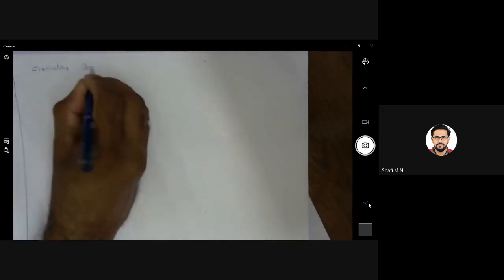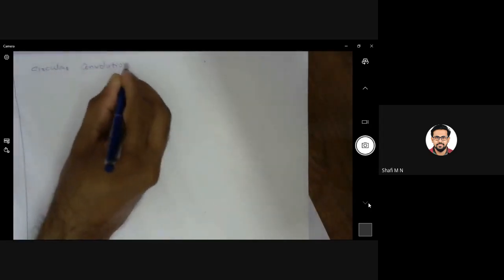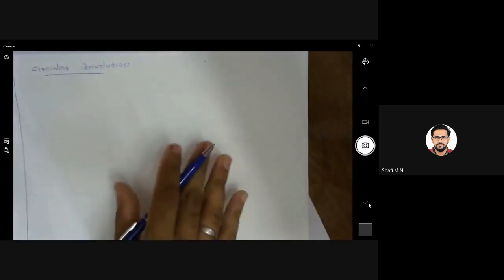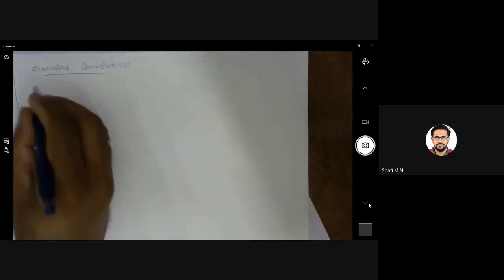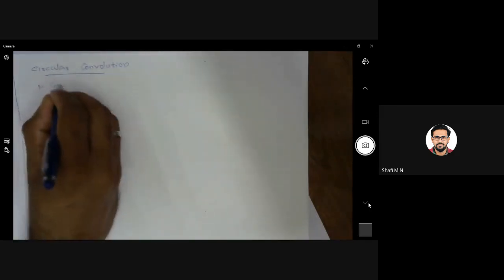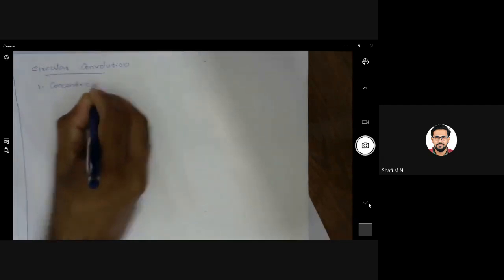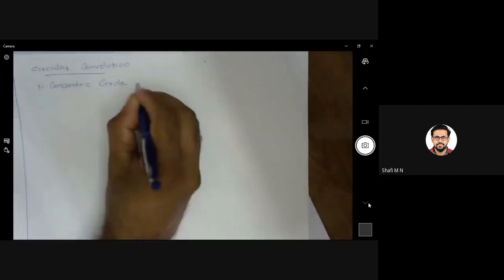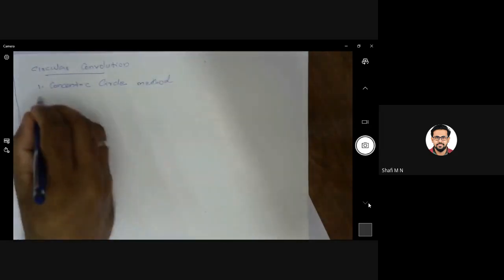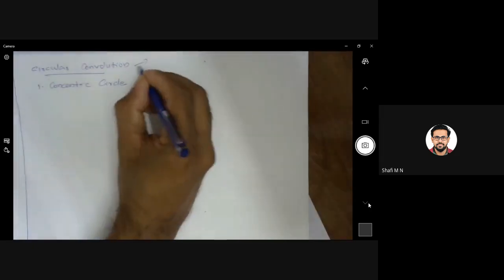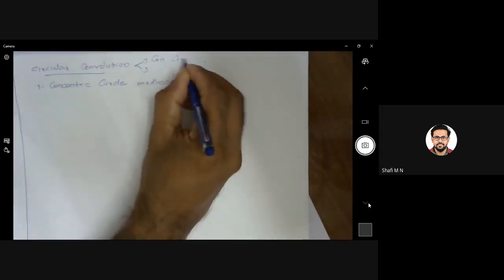Next is circular convolution. Now let's see how to perform circular convolution. We will try this with an example. All of you should work it out. You have two methods. One is called the concentric circle method. The second method is called the matrix method.